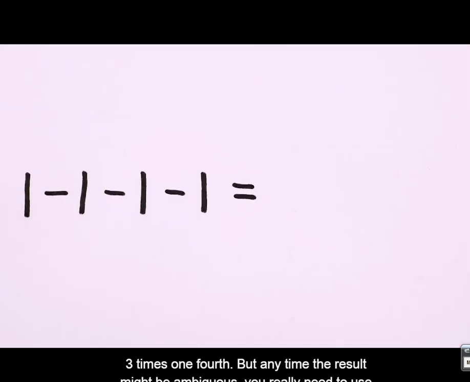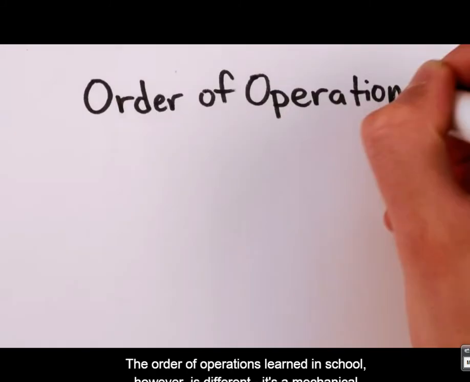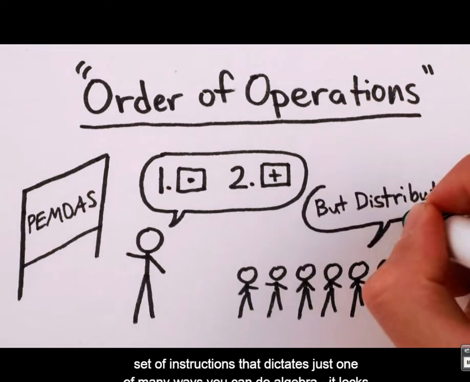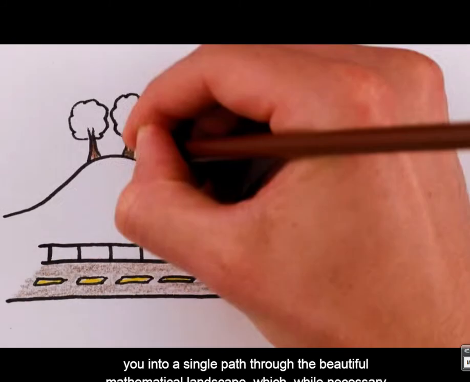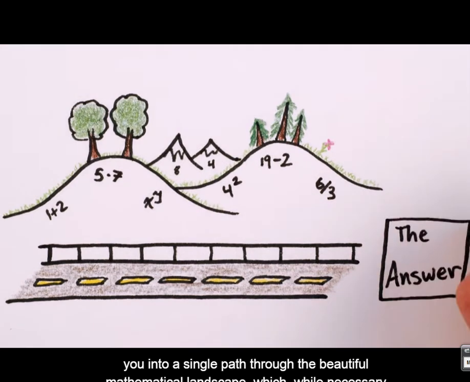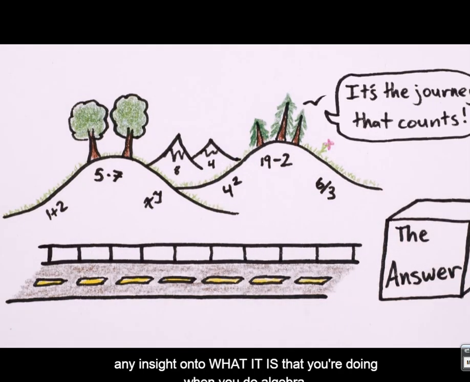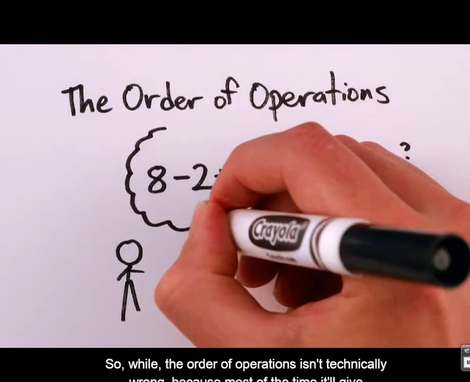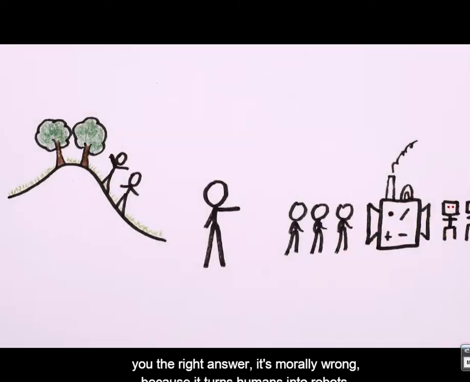But anytime the result might be ambiguous, you really need to use parentheses. Then you can proceed in whatever order you want. The order of operations learned in school, however, is different. It's a mechanical set of instructions that dictates just one of the many ways you can do algebra. It locks you into a single path through the beautiful mathematical landscape, which, while necessary for a computer whose goal is merely to give you the right answer, doesn't really give any insight onto what it is that you're doing when you do algebra. So while the order of operations isn't technically wrong, because most of the time it'll give you the standard answer, it's morally wrong, because it turns humans into robots.